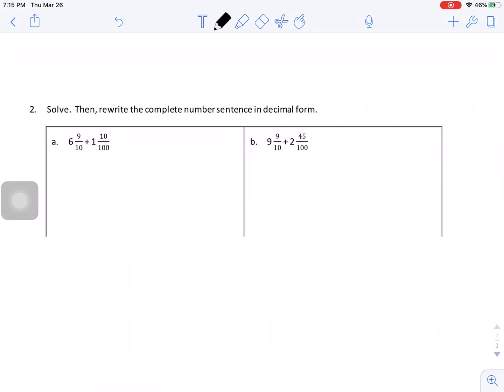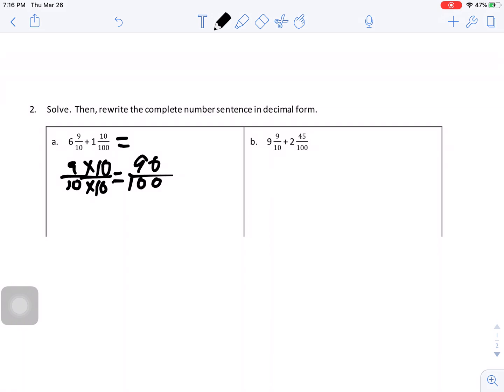These are just not done for you. You will have to solve, then write the complete number sentence in decimal form. So you can solve in fraction form. You can say 6 and 9/10. I would take my 9/10 and need to turn them into hundredths. So 10 times 10 is 100. What I do to the bottom, I have to do to the top. 9 times 10 is 90. So this would be 6 and 90 hundredths plus 1 and 10 hundredths.